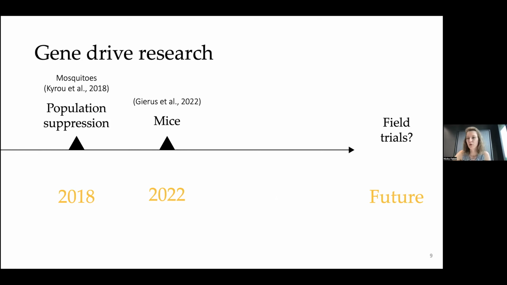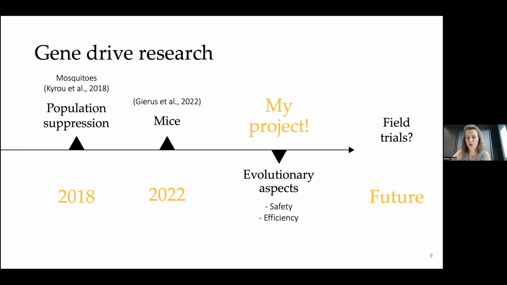And at some point, if we want to use this technology, which is a big question, of course, we're going to have to do field trials. My PhD project is about investigating a step that I think should be in between where we are now and field trials. In my PhD, I'm looking into the evolutionary aspects of this technology, because, of course, in biodiversity, evolution is the main force behind everything. And it could also be a force that is relevant for how well the gene drive works. So I'm looking both into the safety aspects and efficiency aspects.